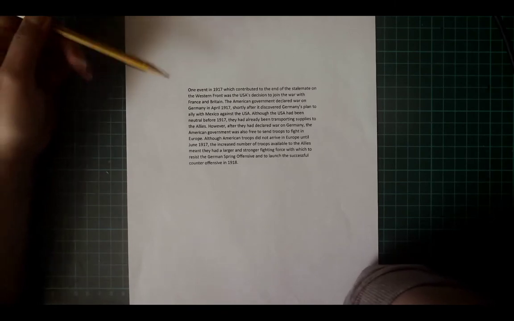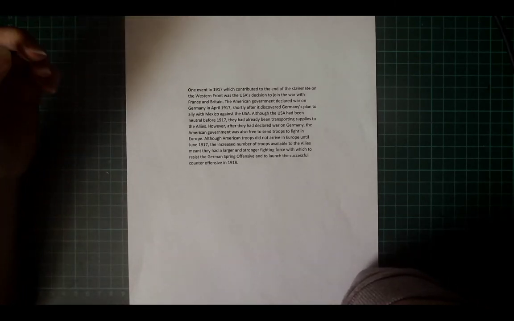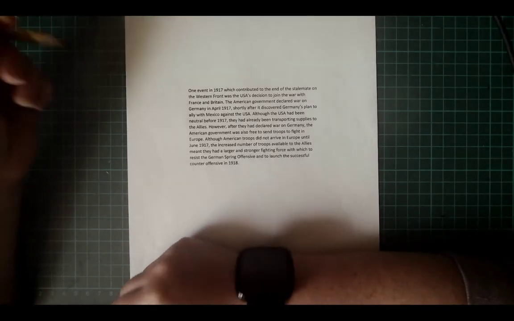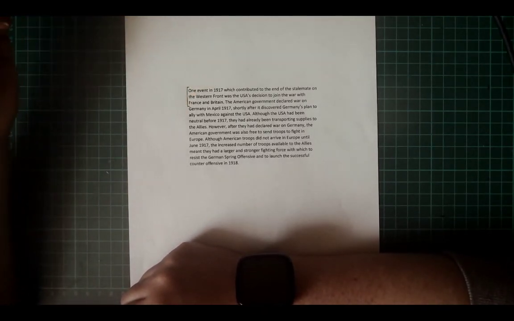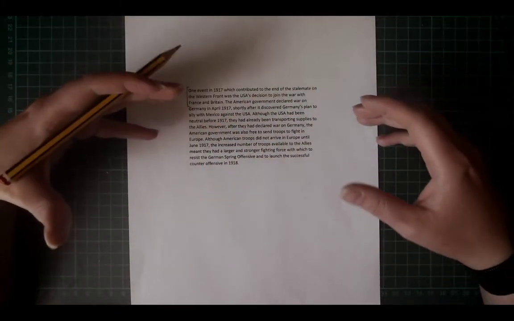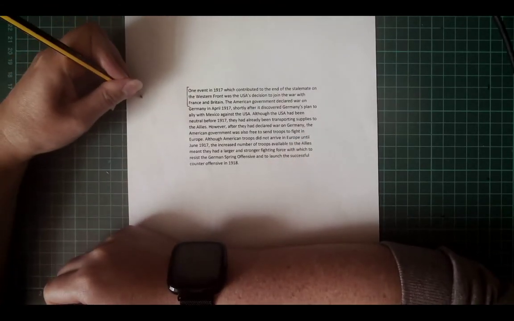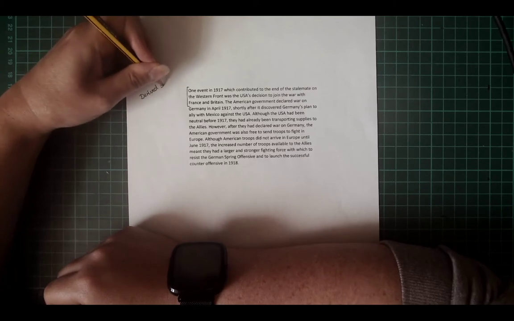So, one event in 1917 which contributed to the end of the stalemate on the Western Front was the USA's decision to join the war with France and Britain. So this is me improving the paragraph, but this is also me explaining why this is good. So I've derived my sentence from the question.